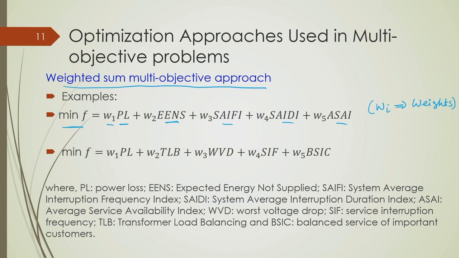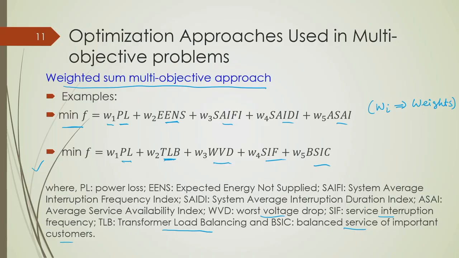Similarly, in another approach, along with the power loss, that is PL, TLB, the transformer load balancing, is considered to be another objective. This index, TLB, is basically for balancing the transformer load, and there are also other objectives which are aggregated, which include service interruption frequency, and worst voltage drop, meaning the highest voltage drop, which is considered to be another objective that needs to be minimized along with the power loss. Similarly, balance of service of important customers is another objective, and all the objectives are aggregated with respective weights. So, W1, W2, W3, W4 and W5 represent the respective weights for all these objective functions.